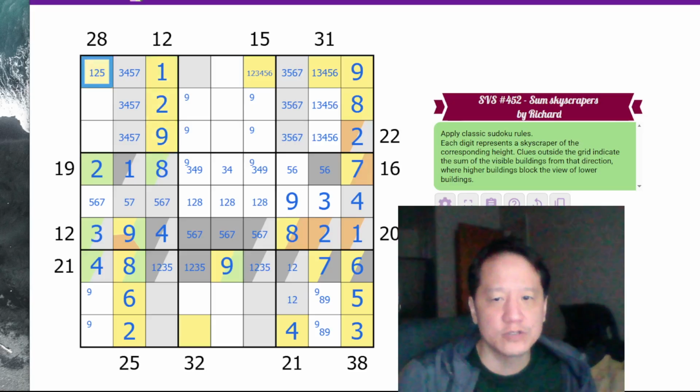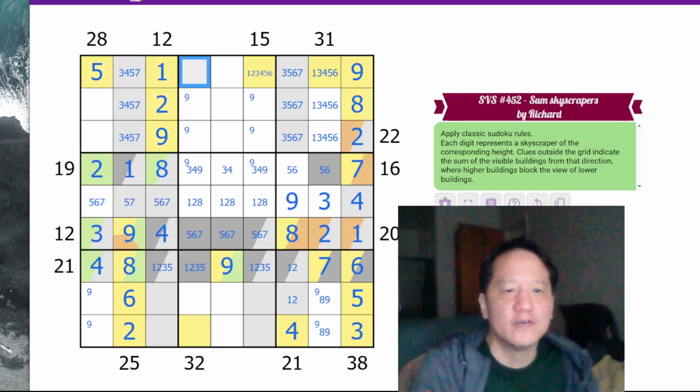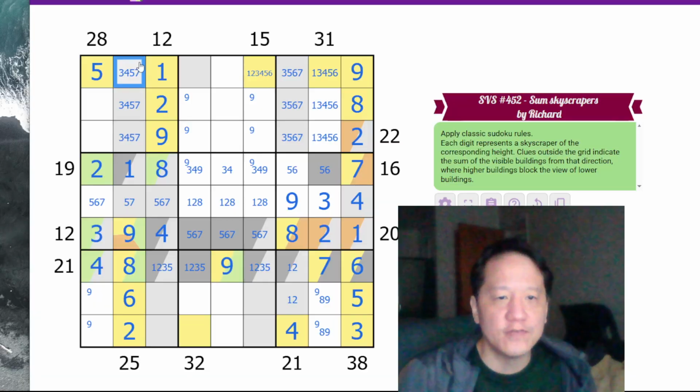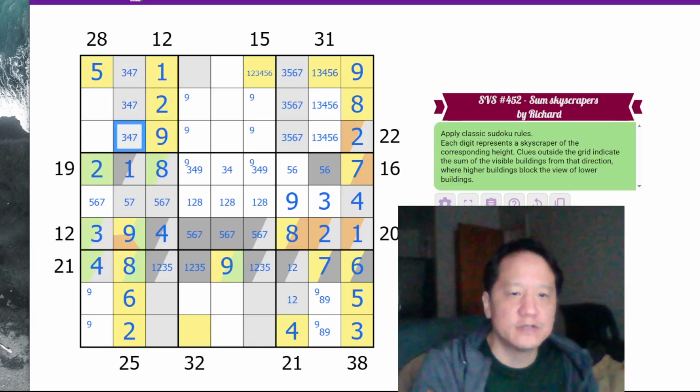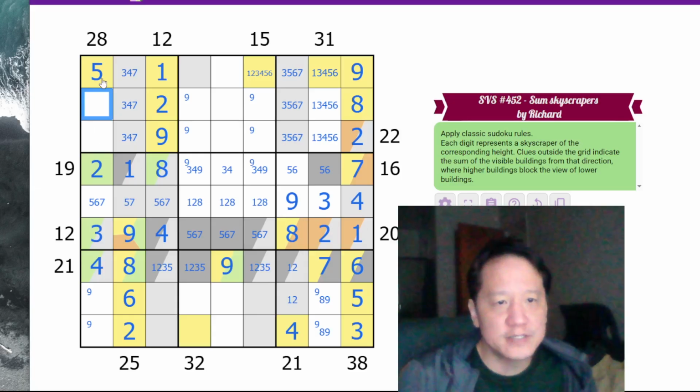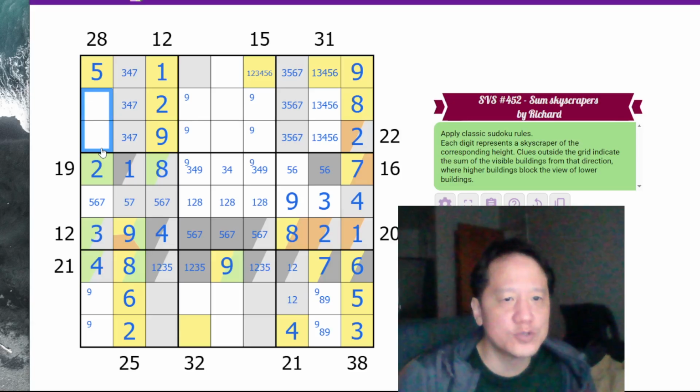This can't be 1 or 2. It must be 5. So this cannot be 5 here. So we have a 3, 4, 7 triplet. This must see 5, 6, 8, and 9 to add up to 28.